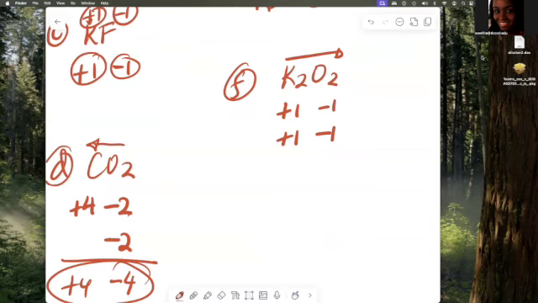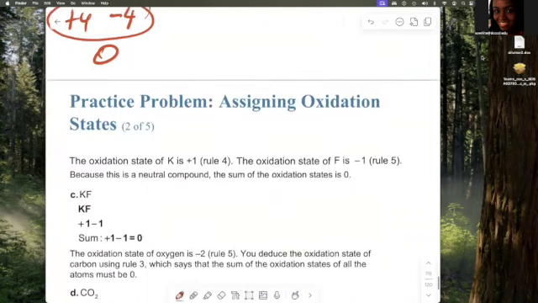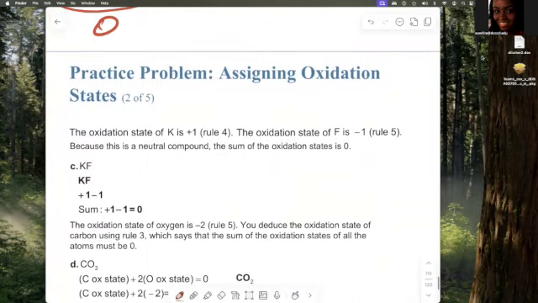Okay. So we just practiced how to assign oxidation states to the components in a chemical formula, or to the elements. Now we're finally going to see how this plays out in a chemical reaction. We're making progress, y'all.